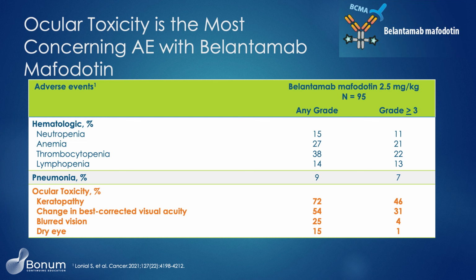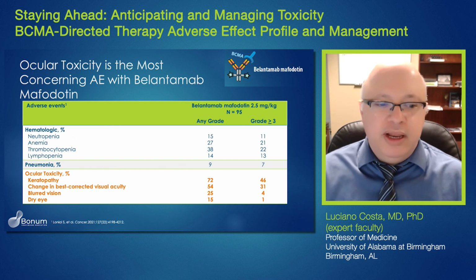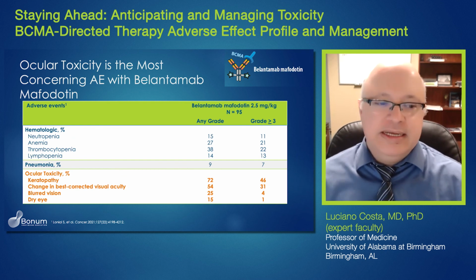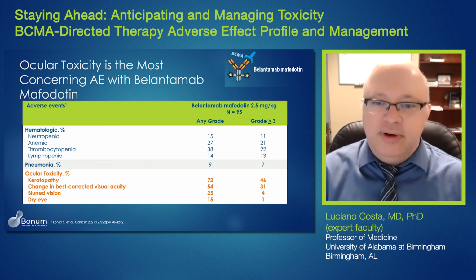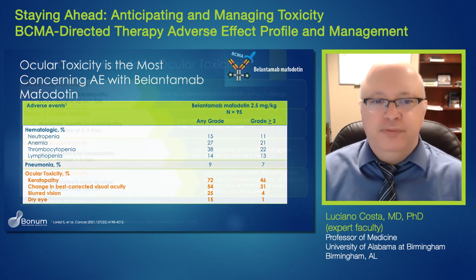So as you can see on the pivotal DREAMM-2 trial, keratopathy was seen in 72% of the patients, and in 46%, almost half the patients, was grade 3 or higher. The change in the best corrected visual acuity was 54%, 31% grade 3 or higher. Blurry vision also happened, and then dry eye also happened, which really starts pointing out one of the problems: sometimes things are called by the objective finding, like keratopathy. Sometimes they're graded by their symptoms, like blurry vision.